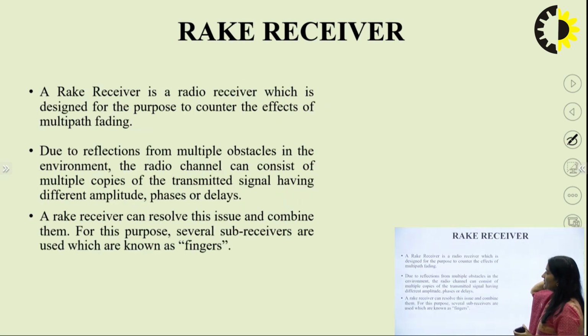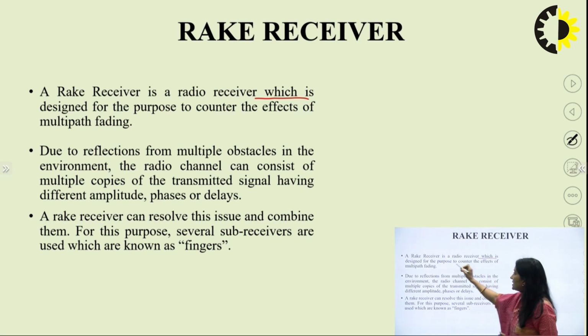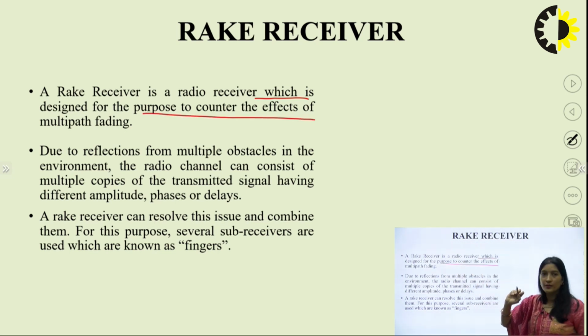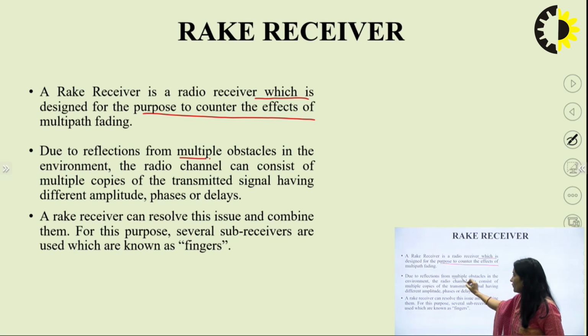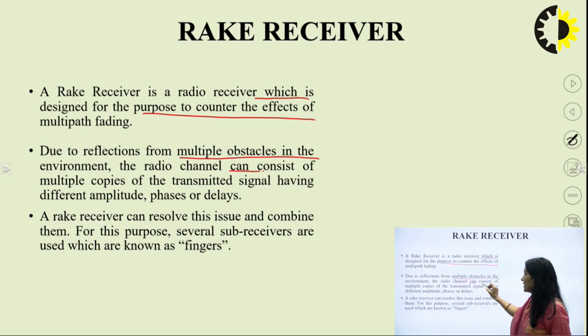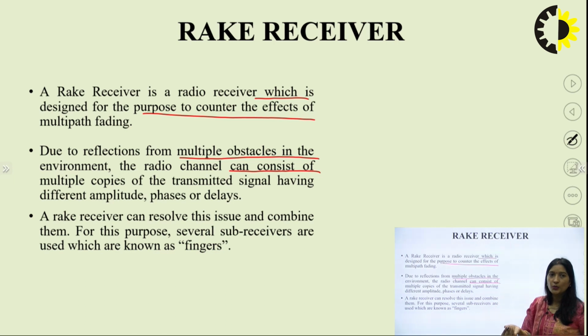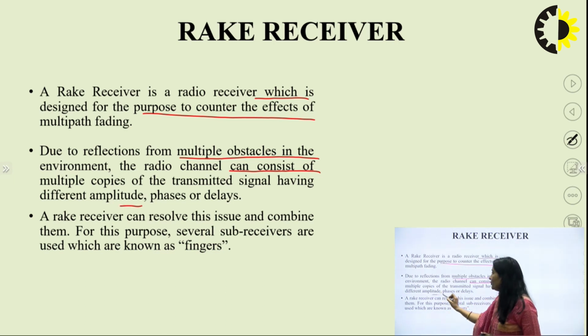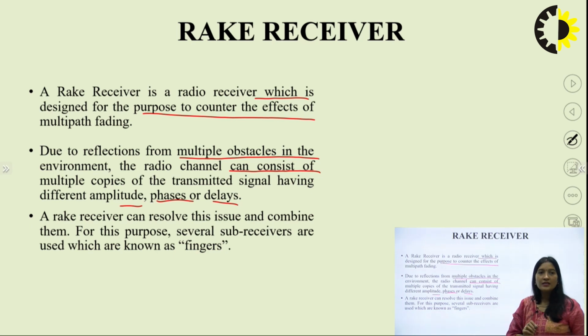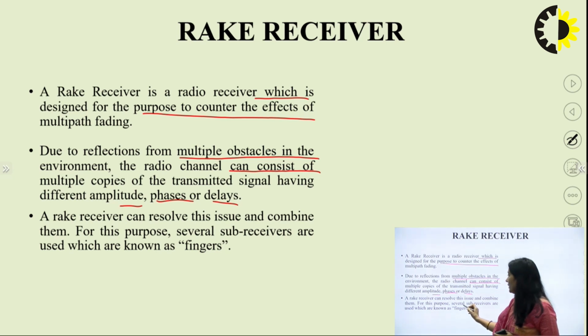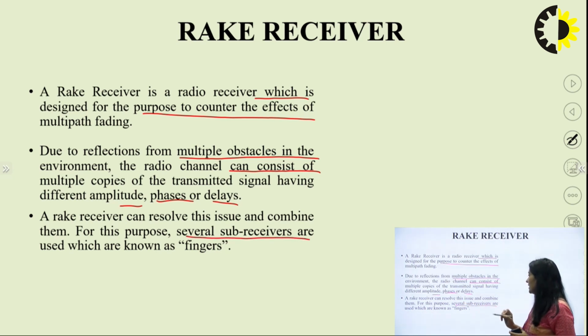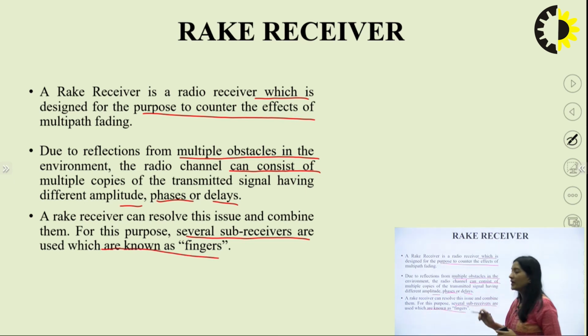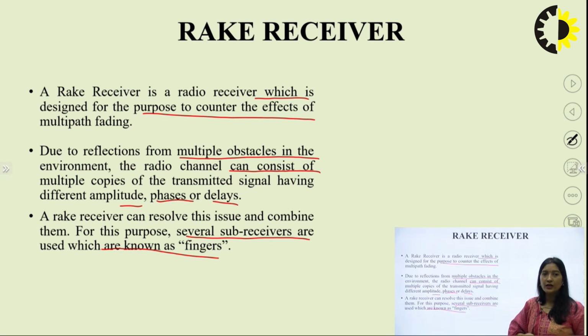A RAKE receiver is a radio receiver designed to counter the effects of multipath fading. Due to reflection from multiple obstacles in the environment, the radio channel can consist of multiple copies of the transmitted signal having different amplitude, phase and delays. A RAKE receiver can resolve this issue and combine the signals. For this purpose, several sub receivers are used, which are known as fingers.